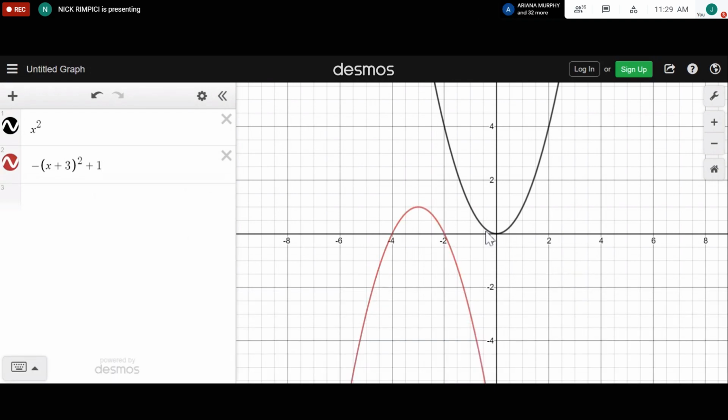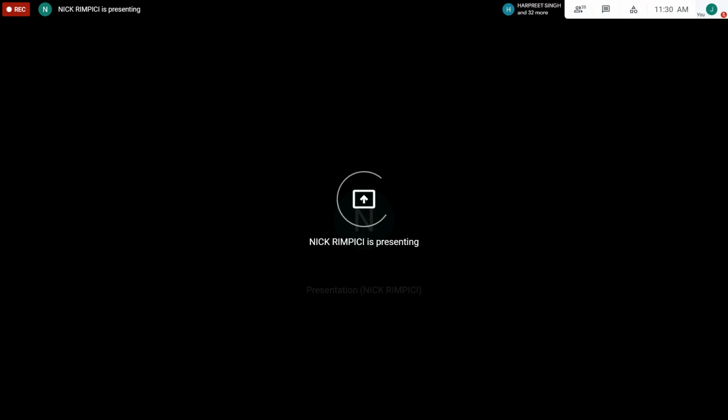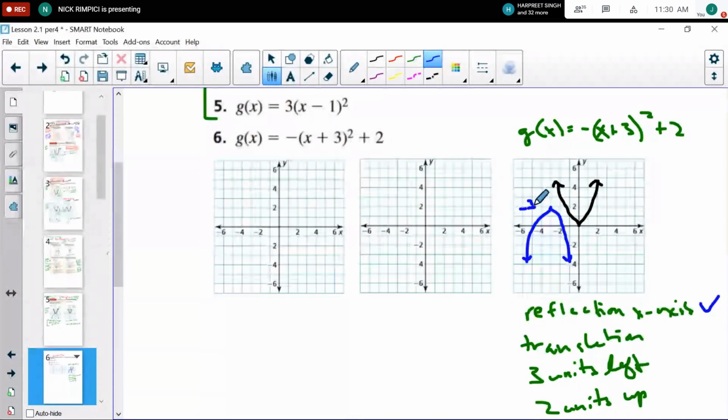And look at that. It flipped it over at first. It shifted it 3 units left and 1 unit up. So yeah, it did everything we said it would do. The negative here represents the reflection. The plus 3 represents the movement to the left. And the plus 1 on the outside, that's k, that's the vertical shift up 1 unit. So that's the new function we get with a vertex of negative 3, 1. In my notes, I'm going to make sure I put that down. And I have my new negative 3, 1. There's my vertex.